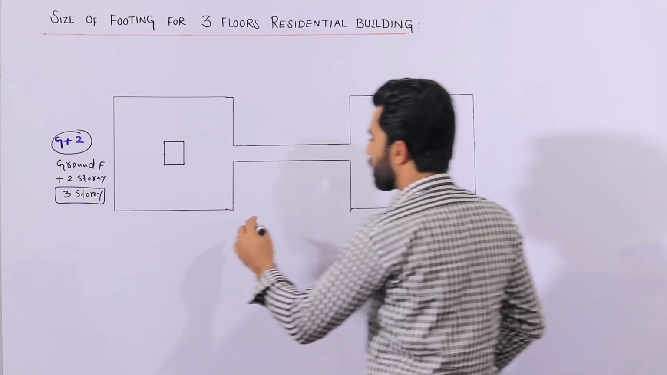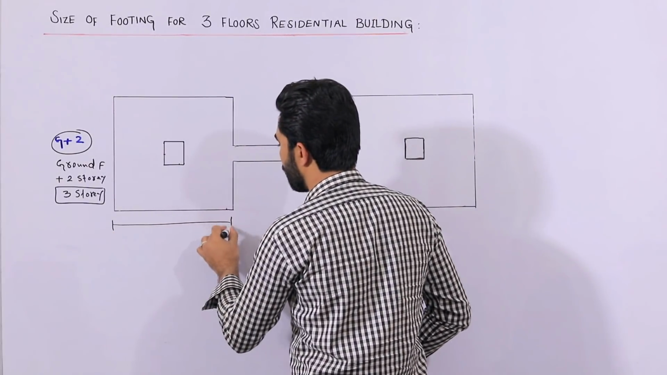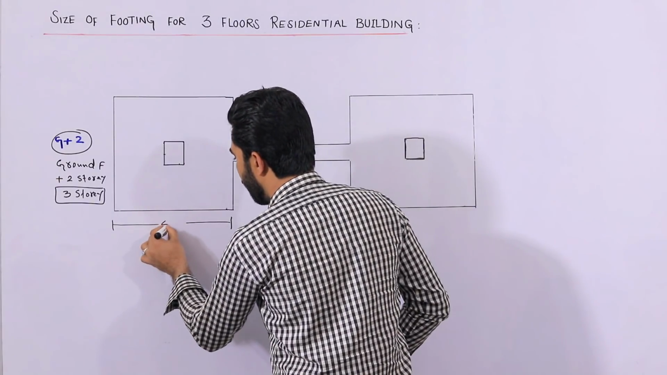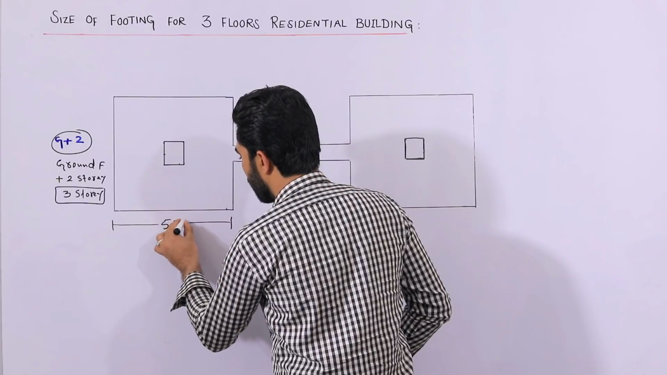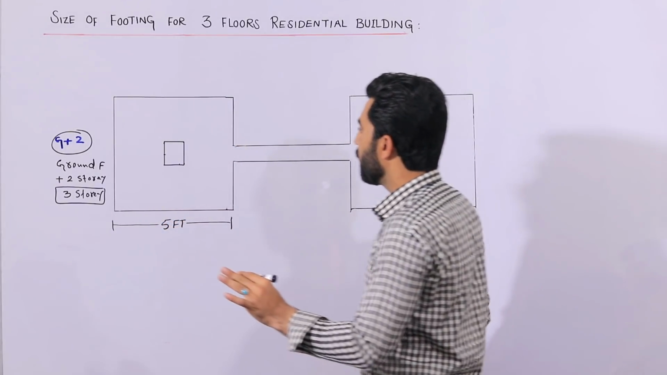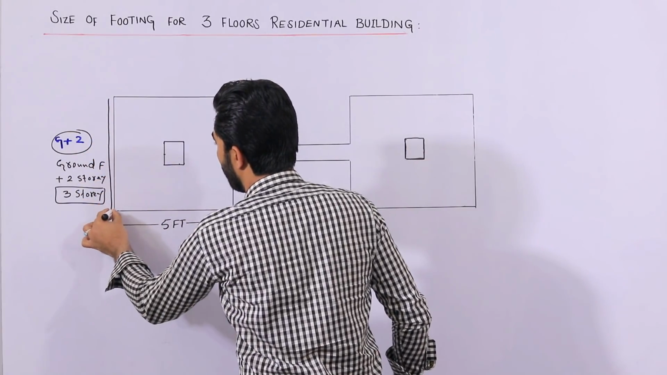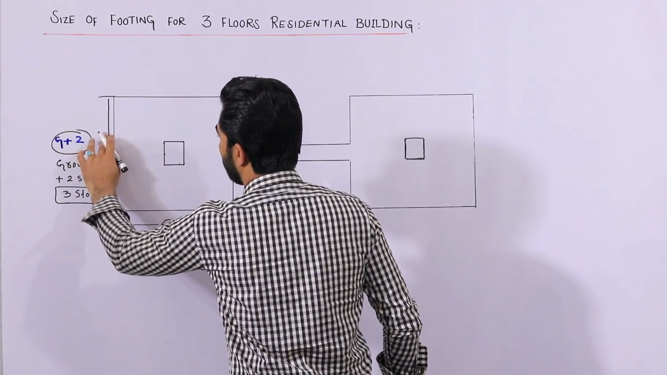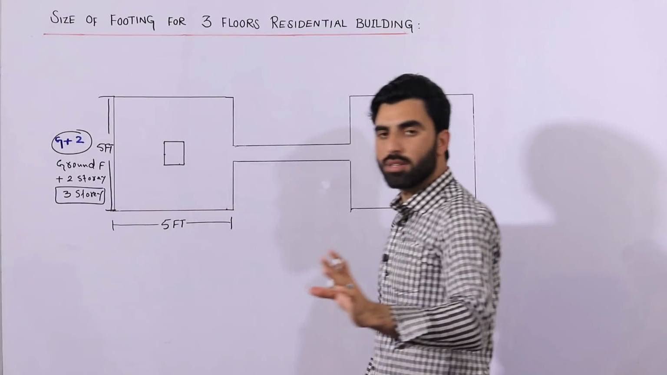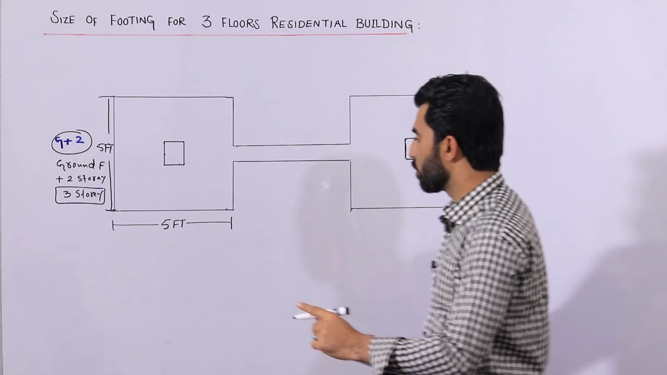As you can see guys, the size of the footing in the case of 3 story G plus 2 should not be less than 5 feet. And also the other side, it should be square footing and the size will be 5 by 5 feet. This is size of footing. Now inside steel reinforcement details, I will also guide for that.